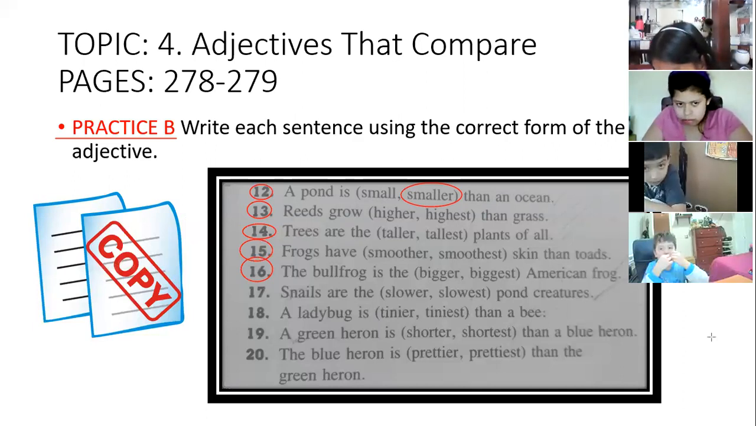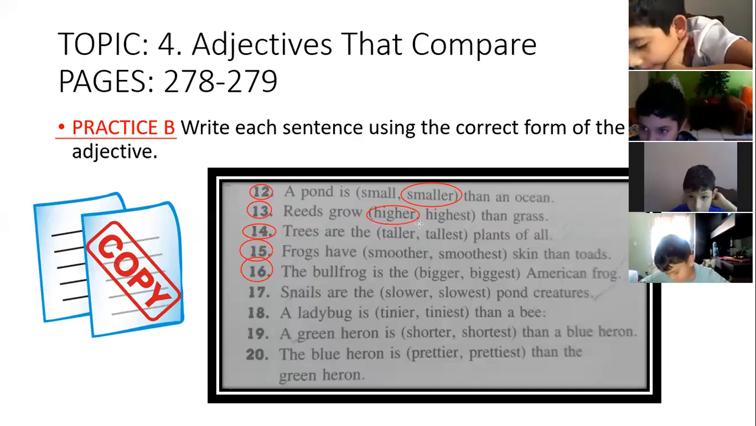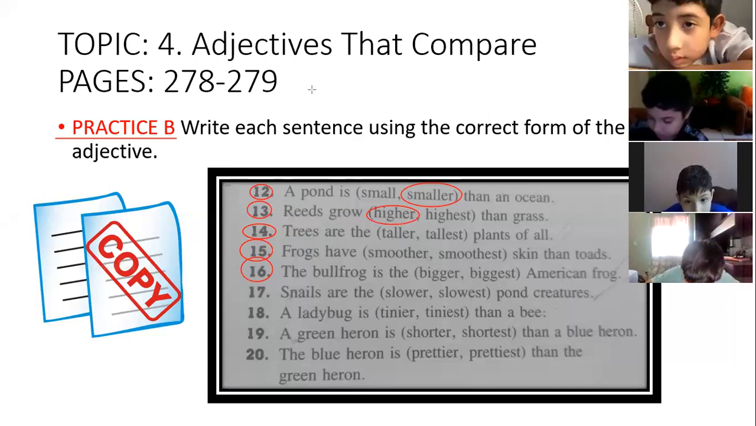Next one is for Jose Enrique. Reeds grow higher than grass. Reeds are a kind of plant that grows in water. Yes, Jose Enrique? Higher, exactly. Because what is being compared are reeds and grass, two kinds of plants.